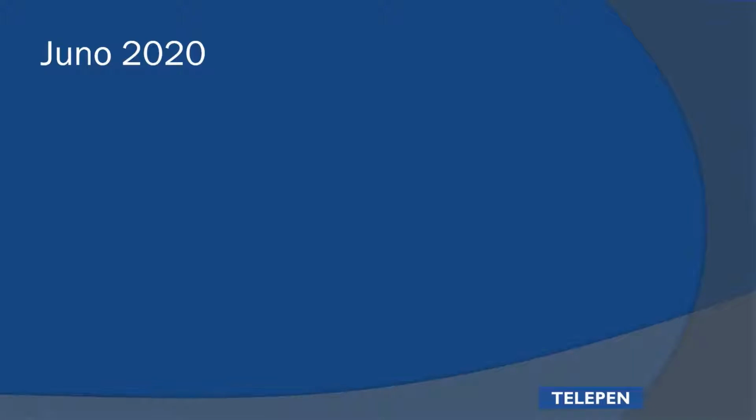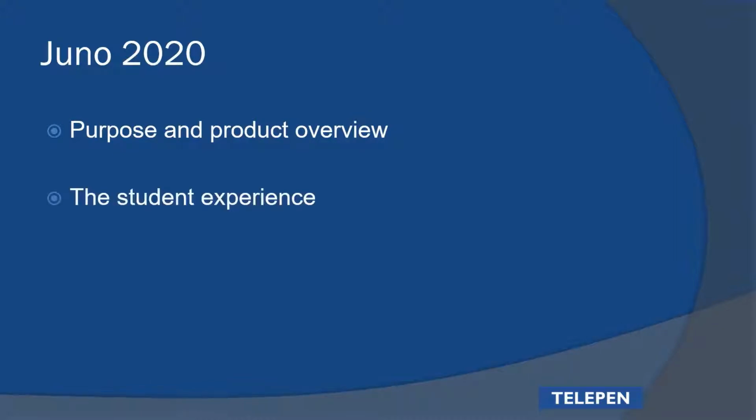So we'll get straight on talking about Juno 2020 on this fairly cold and, well, snowy, at least here in Nottinghamshire, morning. So the format essentially will be, we'll take a look at the purpose and product overview, so we'll take a look at the client application, what the staff see, and we'll take a look at the student experience, what they see and how they experience the product. And then we've got some time at the end for any questions that you may have.